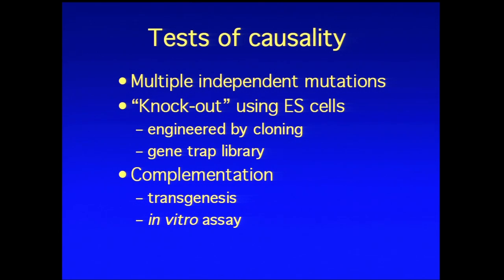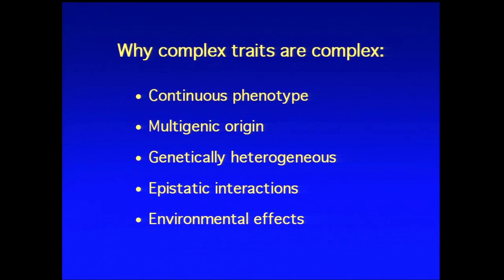And so there are a variety of tests that you can use to establish that the mutation that you found in fact causes the phenotype that you are interested in. So that's monogenic mutation. That works great. But we're interested in not just those, but complex traits.